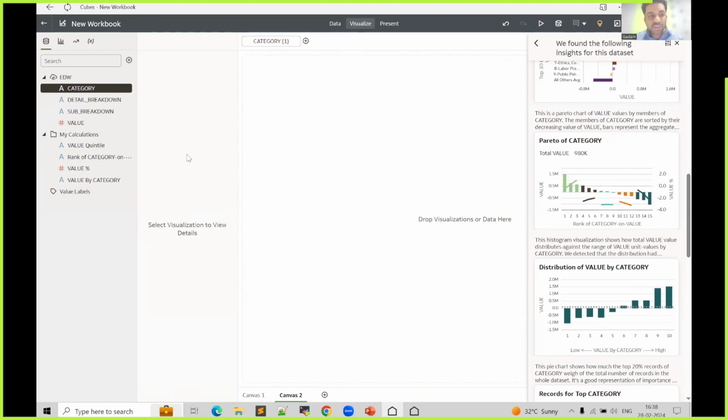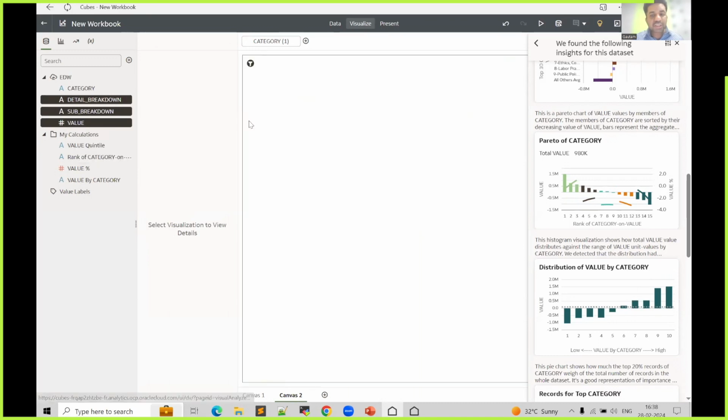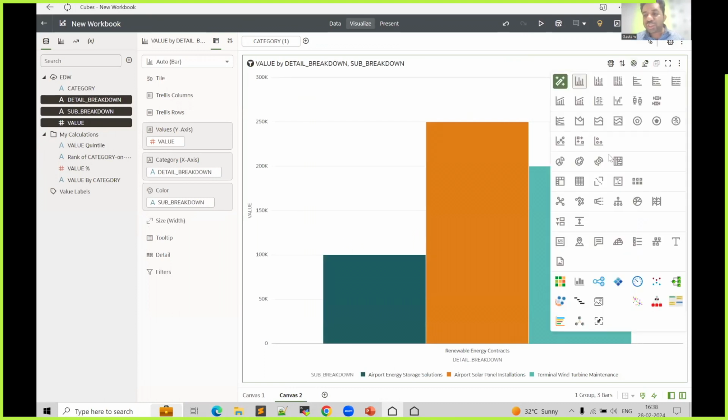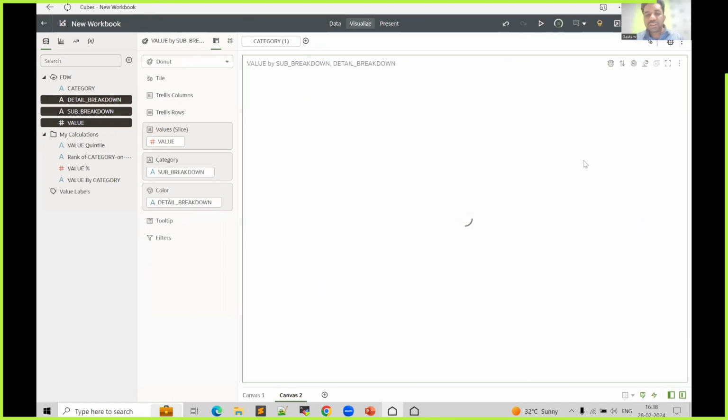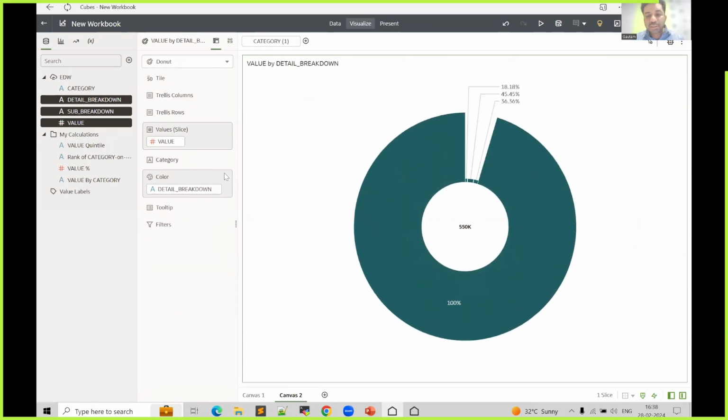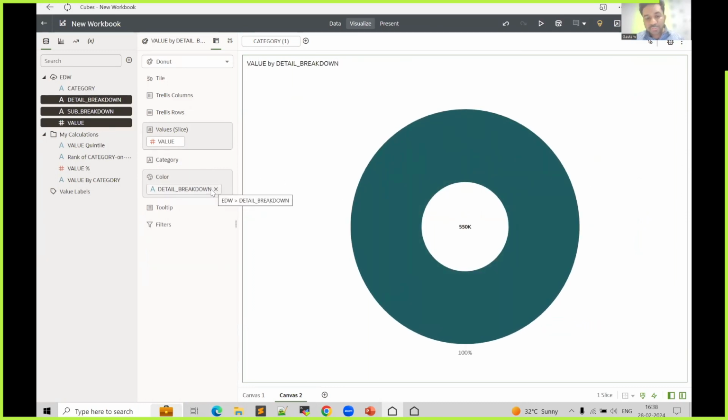I can just filter it down. I can select these three. I can just right click and say create best visualization, and it then immediately creates the visualization for you. And it's very easy to change this visualization. I can change it to, let's say, a donut chart. And if I just need to keep my detailed breakdown as my color, it can do that as well. So it's very friendly in creating the application.